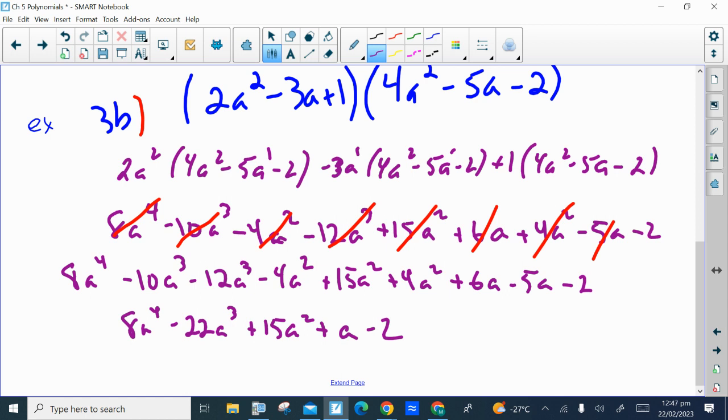When you multiply those two trinomials together. Remember, 3 terms are trinomials. Terms are separated by a plus or a minus sign. Okay?